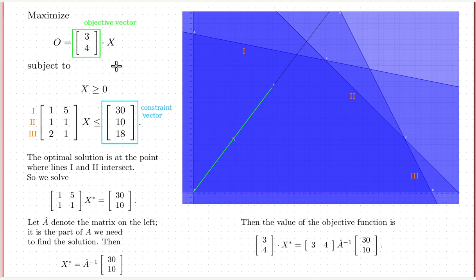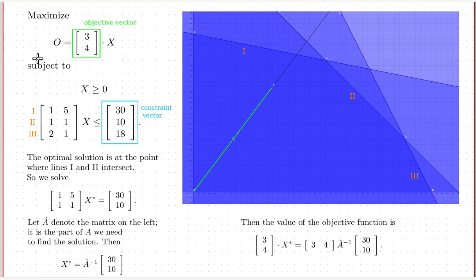And then furthermore, I showed you that we can visually identify which corner it is by graphing the objective vector. So the objective vector is 3, 4, so I graphed that here. This is the vector 3, 4, and then I extended it out further. So this is the direction where the objective vector is going.